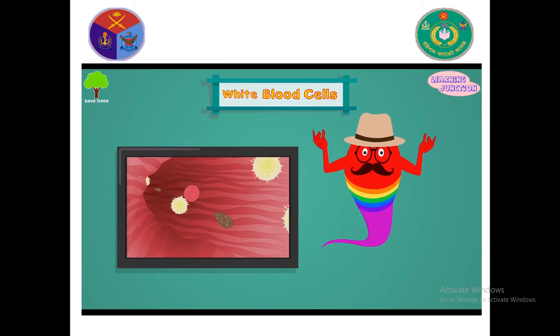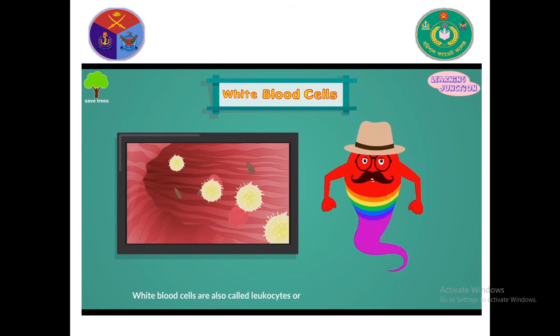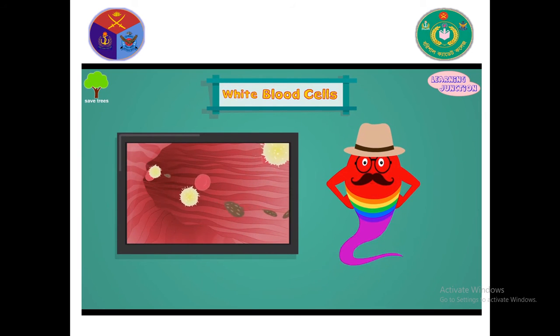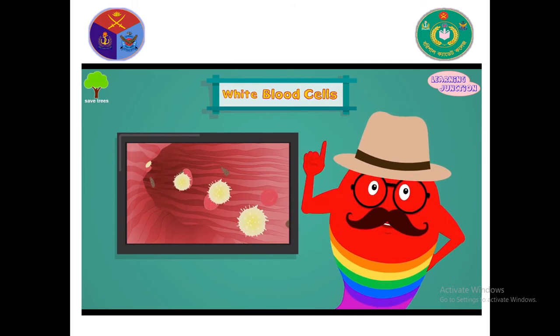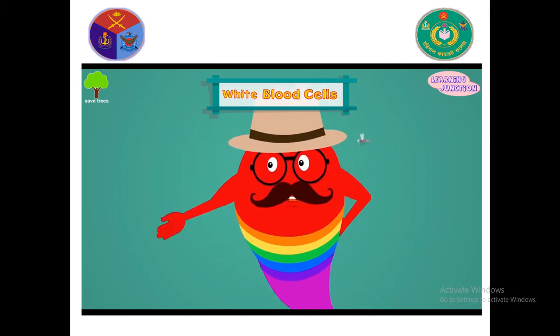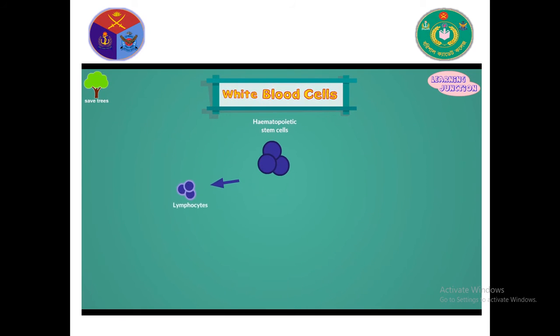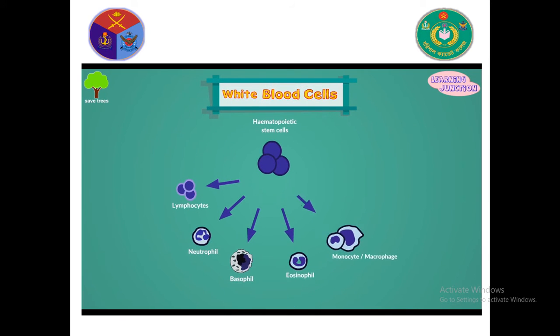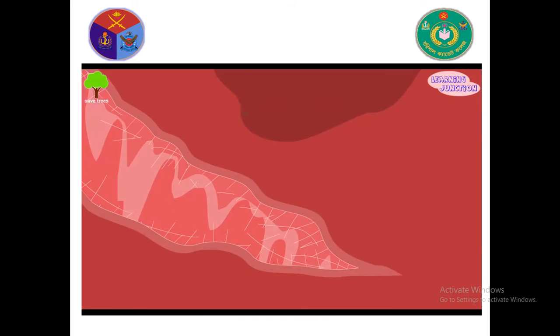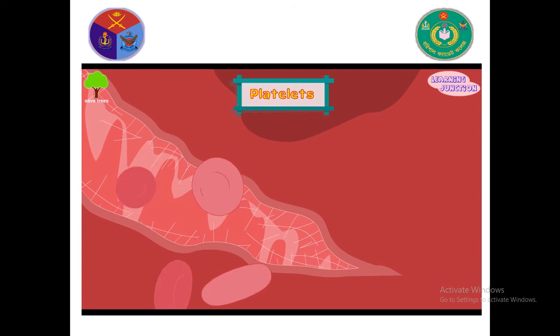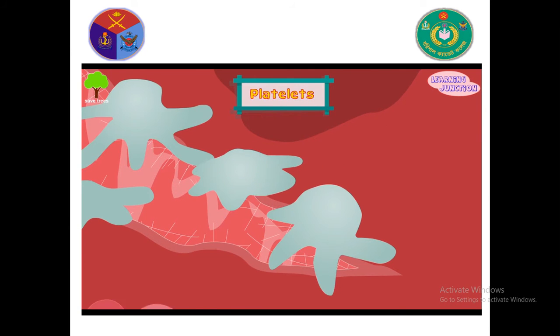White blood cells. White blood cells are also called leukocytes, or WBC. These are the cells of the immune system which are involved in protecting the body against foreign invaders and infectious diseases. White blood cells are derived from multipotent cells in the bone marrow called hematopoietic stem cells. Platelets. If one of your blood vessels gets damaged, it sends out signals that are picked up by the tiny platelets. The platelets then rush to the site of damage and form a clot to repair the damage.